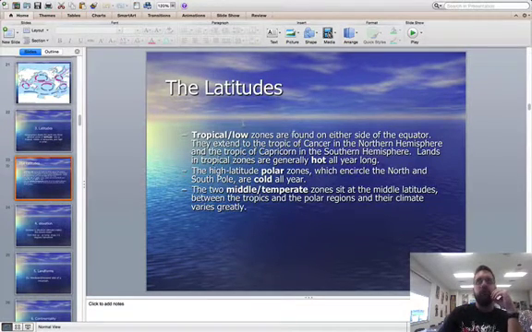So again, tropical low is near the equator, in between Tropic of Cancer and Capricorn. It's hot all year. You don't see any seasons. It's wet and dry season, and that's about it. But they don't have the 4 seasons like we do. High latitude, your polar areas, it's cold pretty much all year. And then mid-latitude is where we are, and this is where you see the greatest variation of temperature. It's going to be in the mid-latitude region.